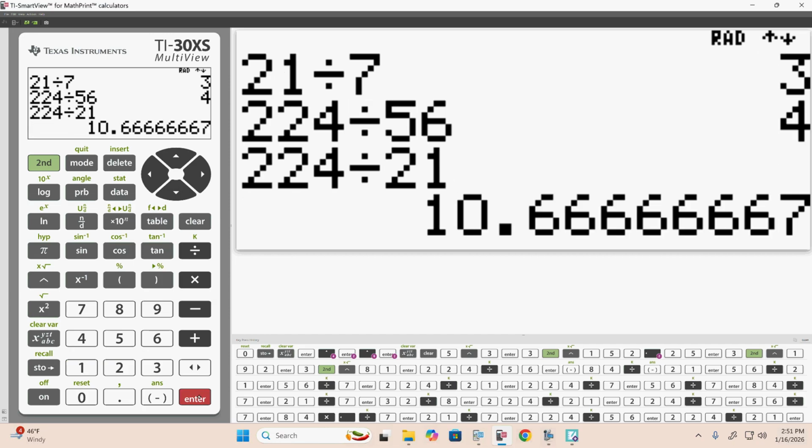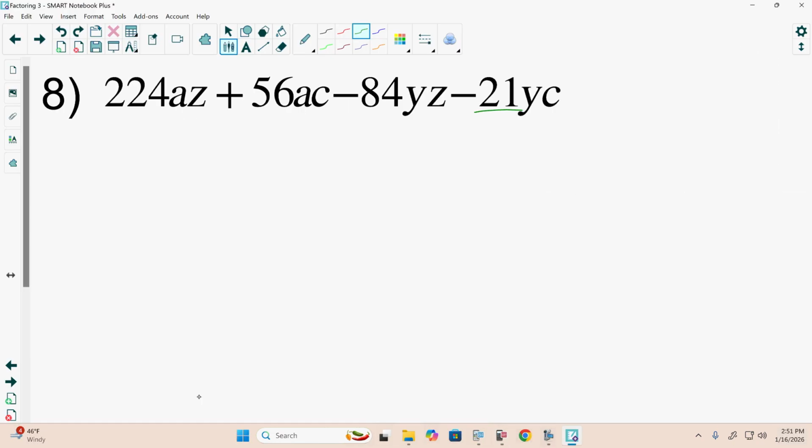224 divided by 21 doesn't work. At that point, I'm like, okay, we know it's not 21. I would look at the number that has the least number of factors. It'd still probably be 21, because we have 1 and 21, or 3 and 7.